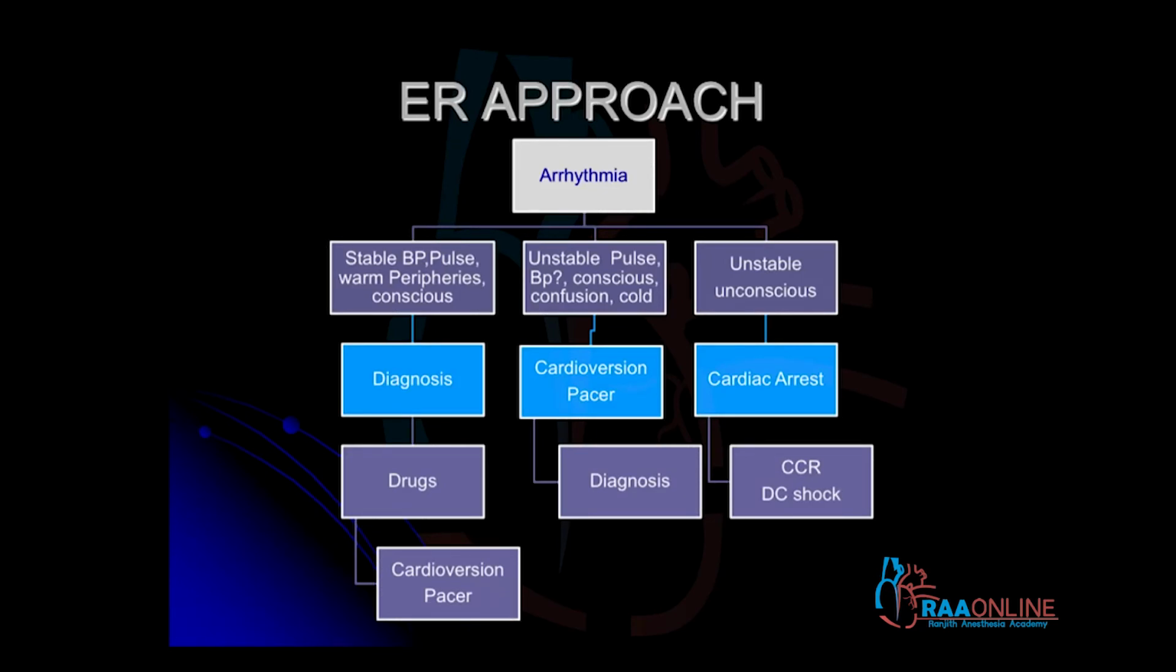So the emergency room or triage approach to any patient who comes with arrhythmia is to see whether the patient is hemodynamically stable. What we mean by hemodynamically stable is the patient has got a stable blood pressure, well-felt pulse, is conscious, and his peripheries are warm, which tells us the patient is hemodynamically stable. Then make a diagnosis and then try a pharmacological treatment. And if the pharmacological treatment is not working, then you can go for electrical treatment.